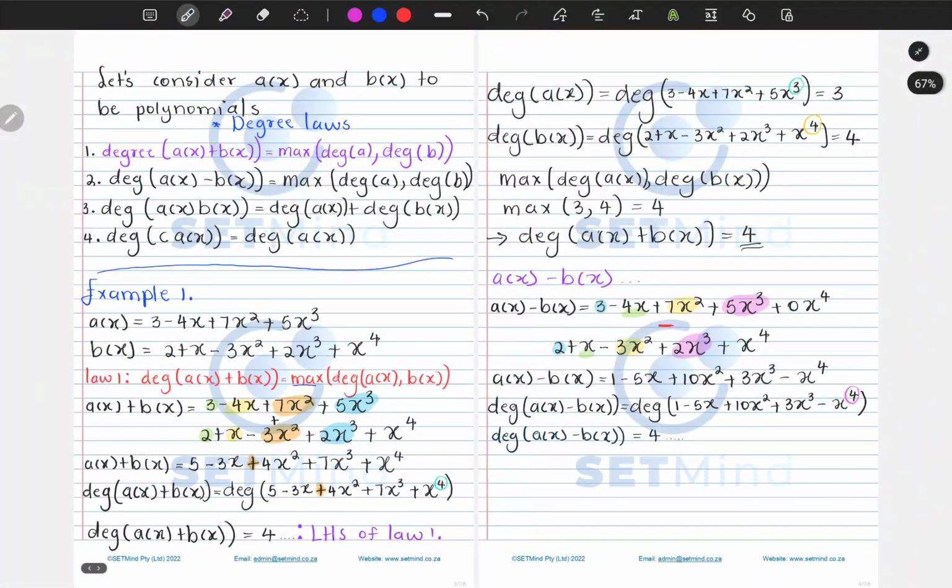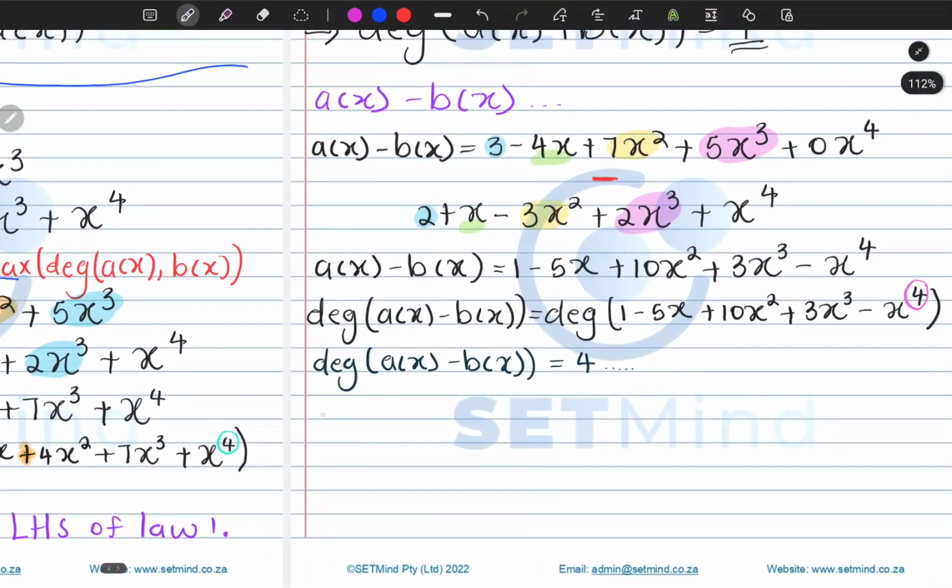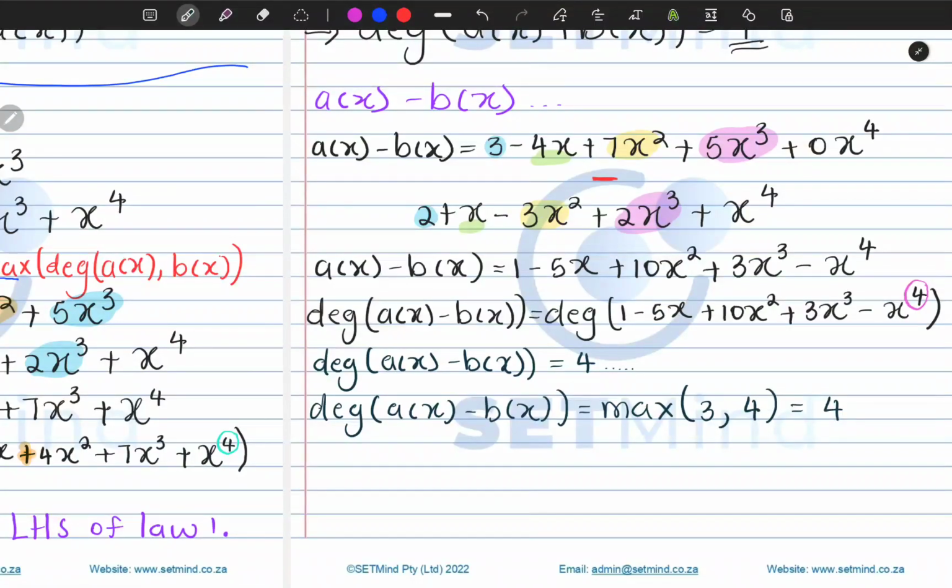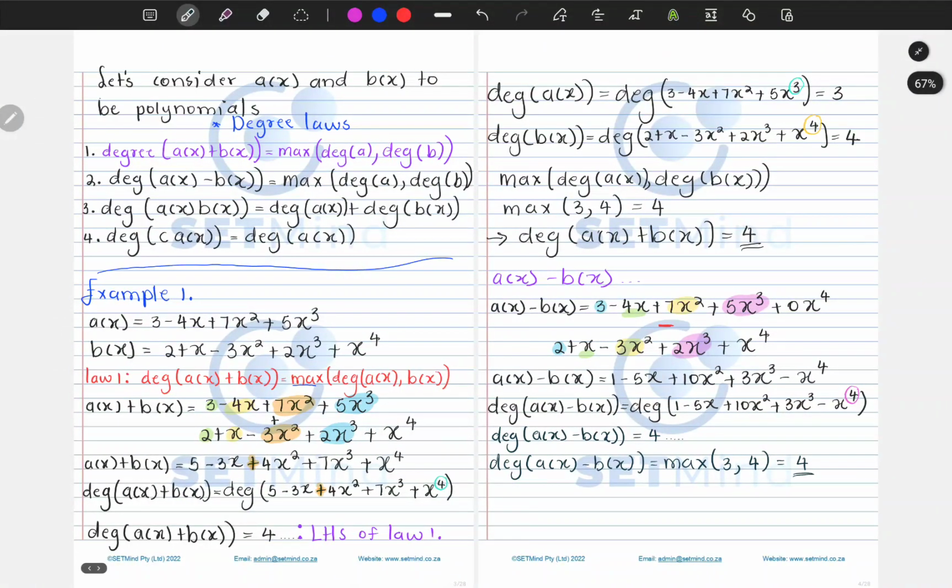And this aligns with the law which we put up there, which you could have used, that even when you have the degree of a of x, if you're looking for the degree of a of x minus b of x, all you could do is just take the maximum of the degrees of the two polynomials. The one for a of x is 3, the other one is 4 for b of x, and the biggest number between 3 and 4 is 4. So that would still work out.